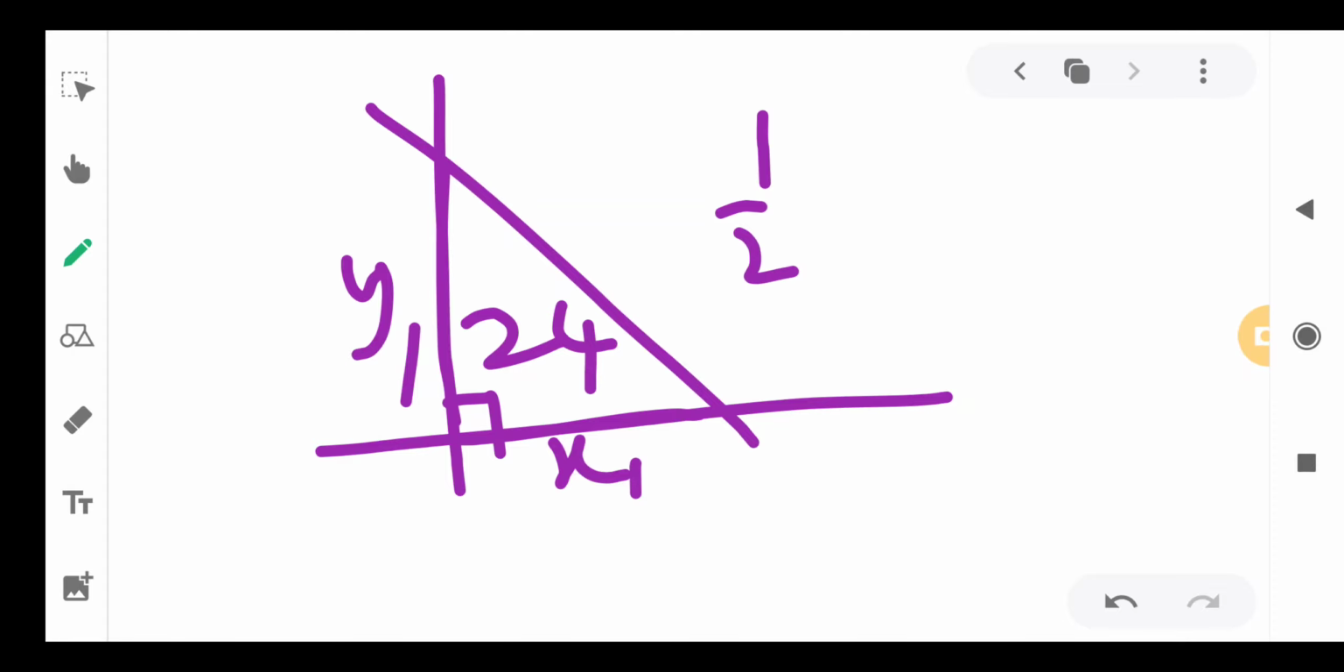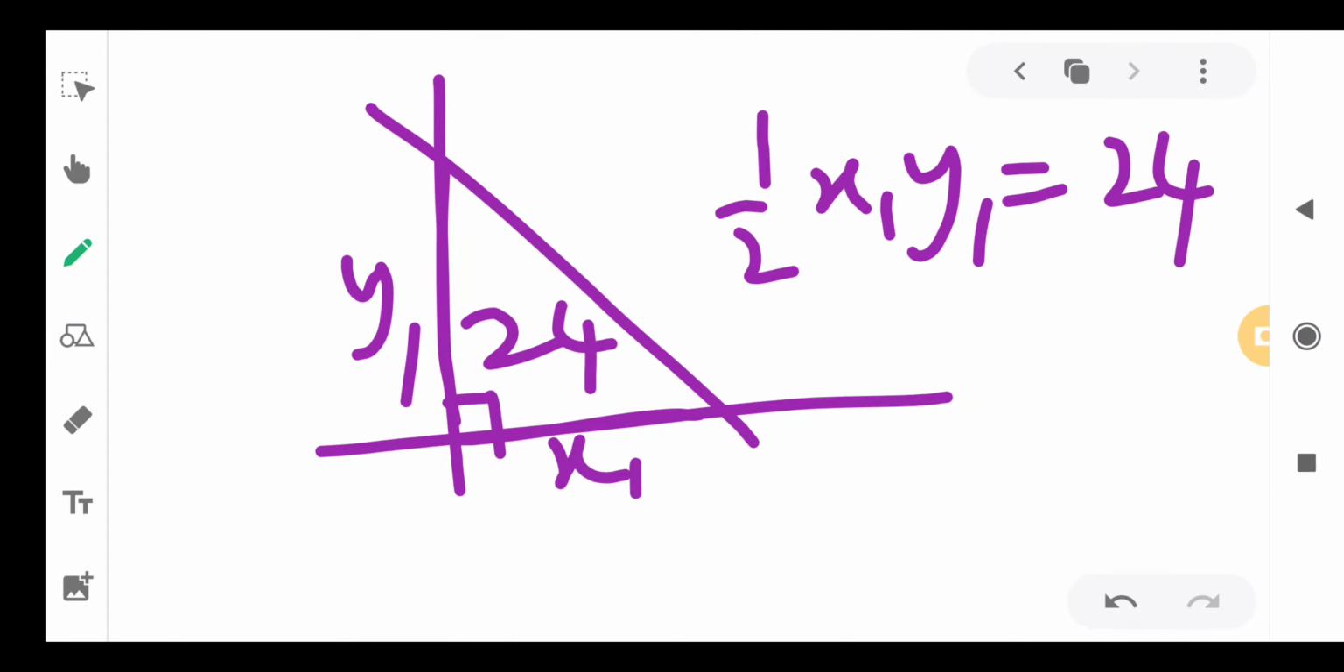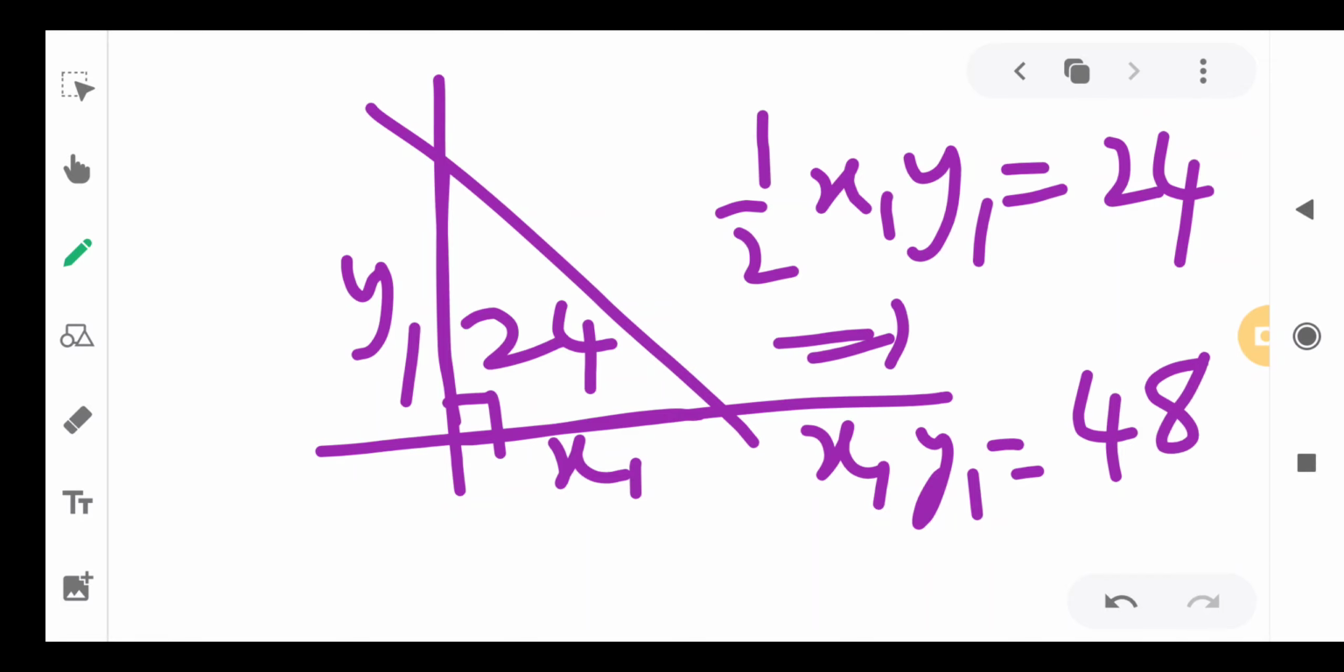So half base into height is given as 24. If I cross multiply, x1 y1 is equal to 48. So therefore this is equation number 3. Now put 3 and 2, we have to solve for x1 y1.